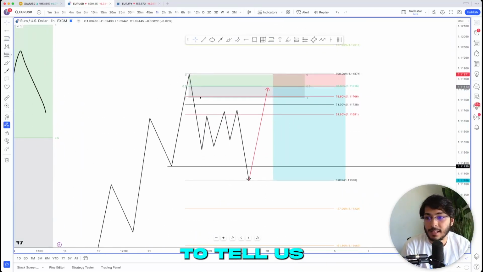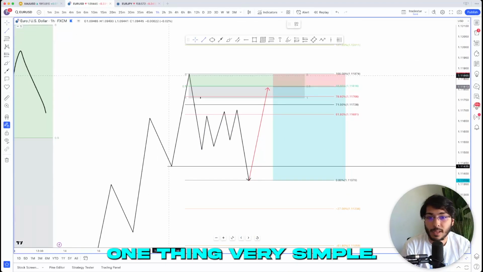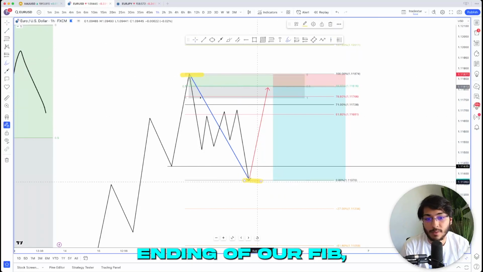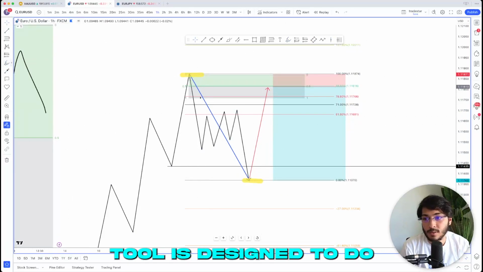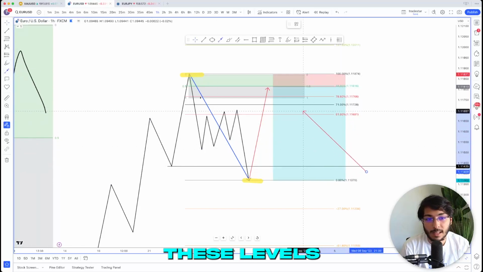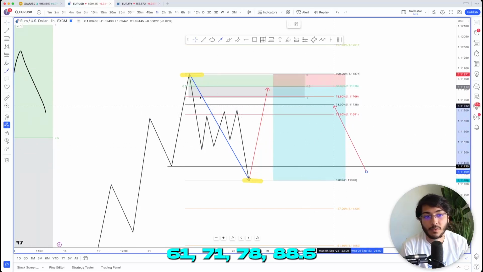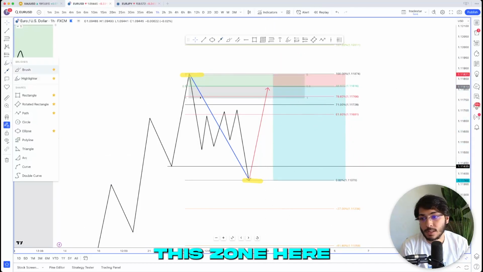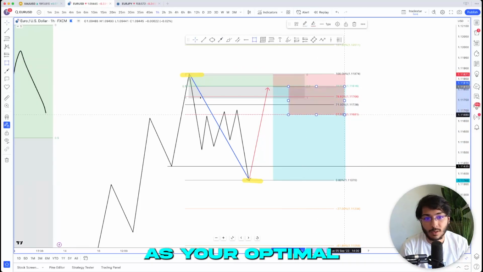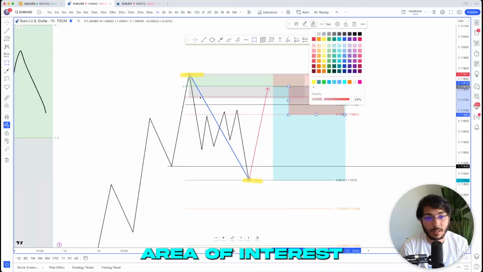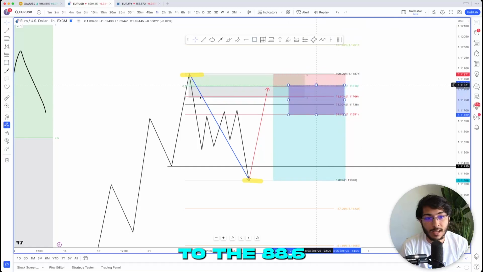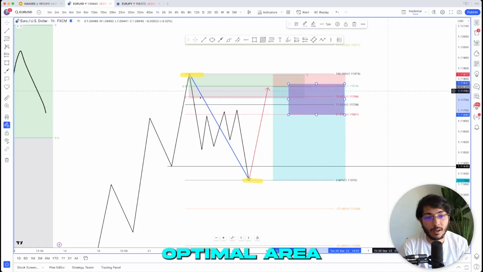The fib is designed to tell us one thing very simple. If this is the start of our fib and this is the ending of our fib, what the Fibonacci tool is designed to do is give you these levels of retracements: 61, 71, 78, 88.6. And what you do is you simply use this zone here as your optimal area of interest to where you want to get into the market, right? So this purple zone I just drew, anywhere from the 61 to the 88.6, is your optimal area of interest.